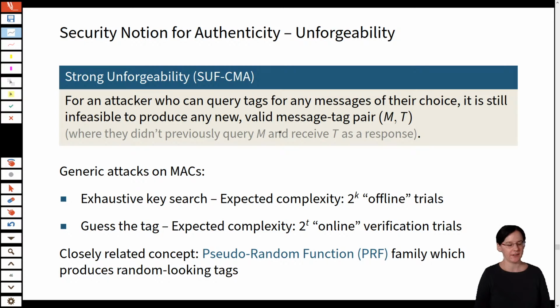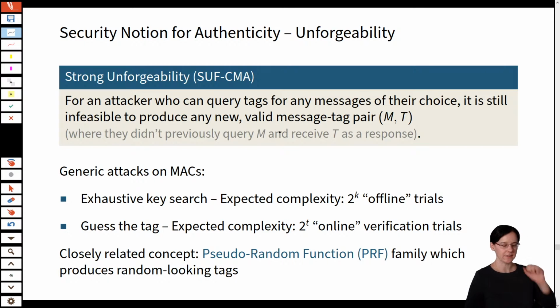Which generic attacks are there based on this interface against this notion? Now we have two of them, and we have two relevant parameter sizes. The first of them is that we can try to guess the correct key. If the key is k bits long, we have approximately 2 to the k trials before we hit the correct one. And this is also called offline trials. Why? Because these are computations I can do myself without knowing the correct key. I just need one correct input-output pair, and I can try it on my own.